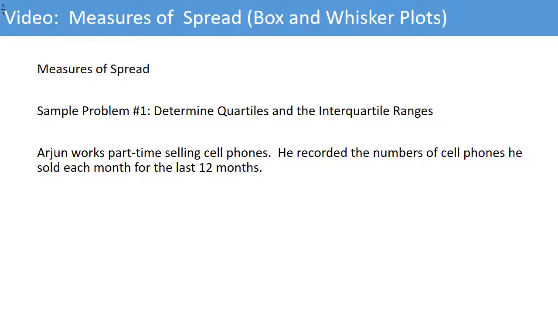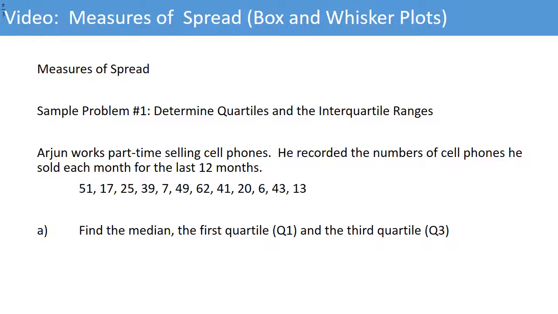Let's take a look at this example. Arjun works part-time selling cell phones. He recorded the number of cell phones he sold each month for the last 12 months. Here are his results. The first thing we need to do is to find the median, the first quartile, and the third quartile. Then we're going to display our data in a box and whisker plot.